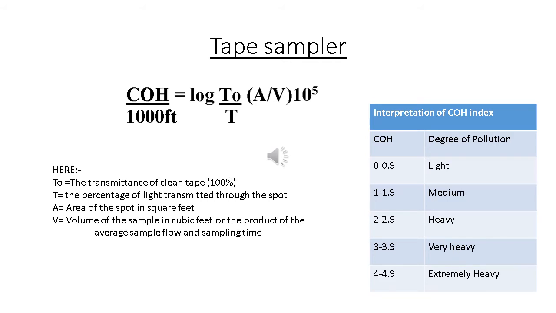If the COH index value lies between 0 to 0.9, we can say that the degree of pollution is very less or light. If the value is 4 to 4.9, we can say that the air is polluted, extremely heavily polluted air.